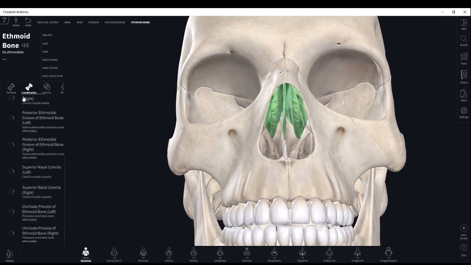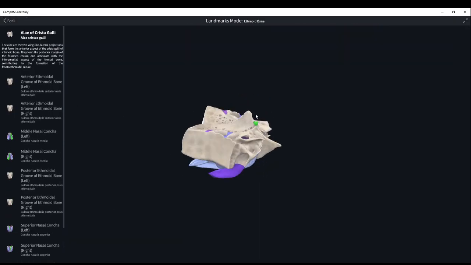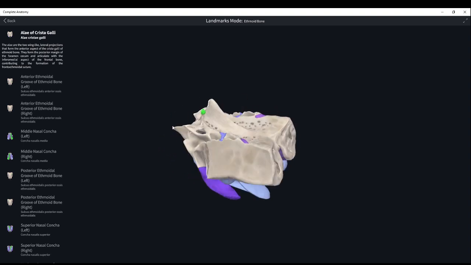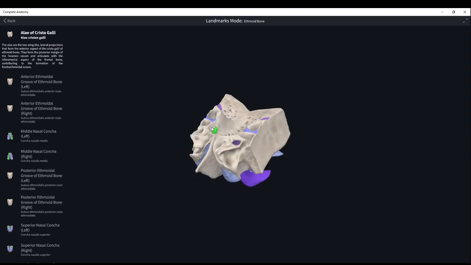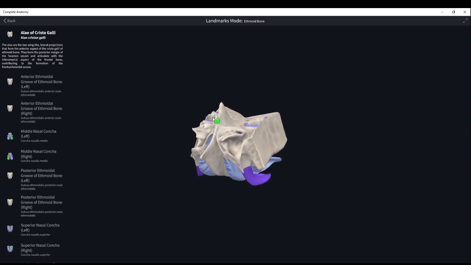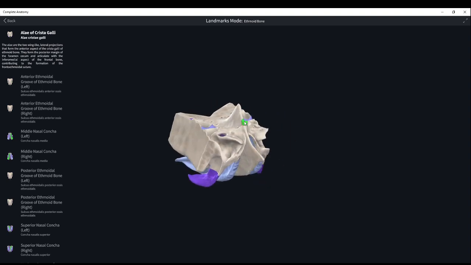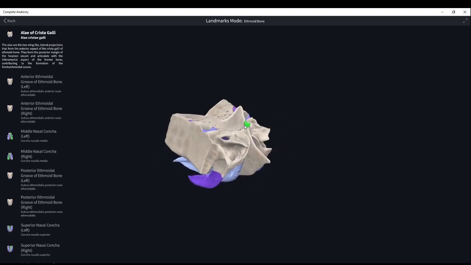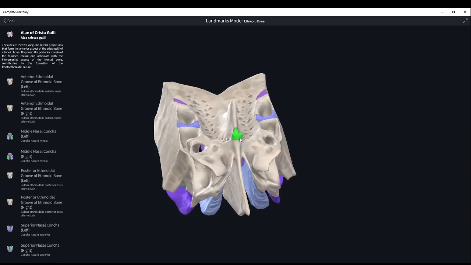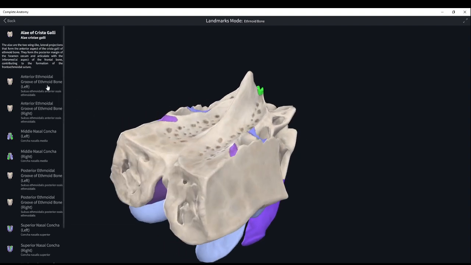Yes, and landmarks or structures. First, the ala of crista galli. These are wing-like structures which project from the anterior aspect of the crista galli of the ethmoidal bone. They form the posterior margin of the foramen cecum. As you see, it's bifurcated and forms the foramen cecum.